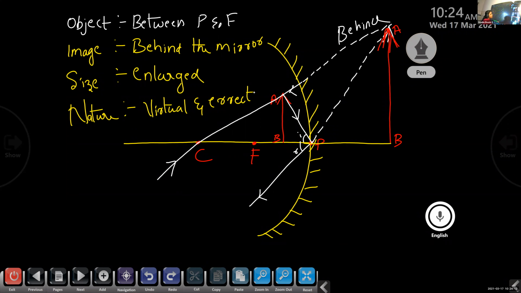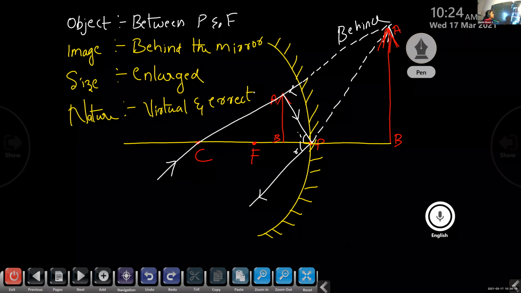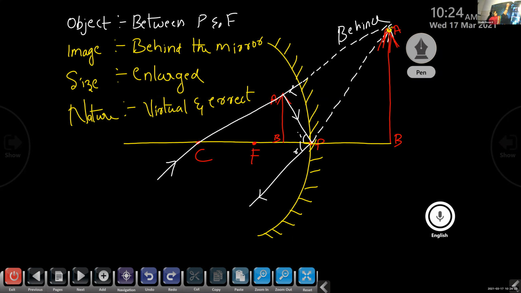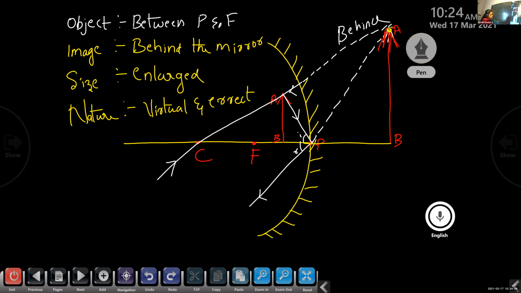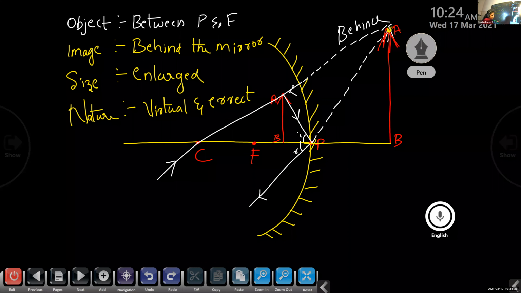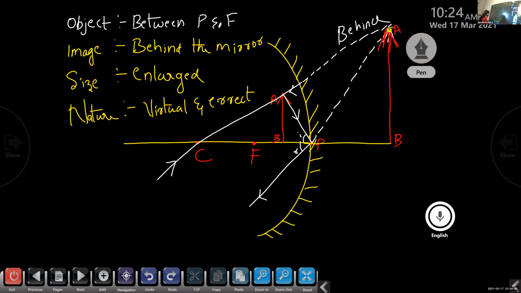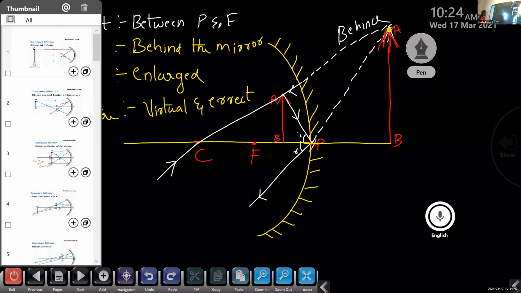In order to draw the ray diagram, we extend the ray that came from the center of curvature and the pole, and they meet at a particular point, here. So we draw the image there. It is AB, it is enlarged, and it is virtual and erect in nature. Got it? I hope it is clear for you, right? Yes, ma'am.